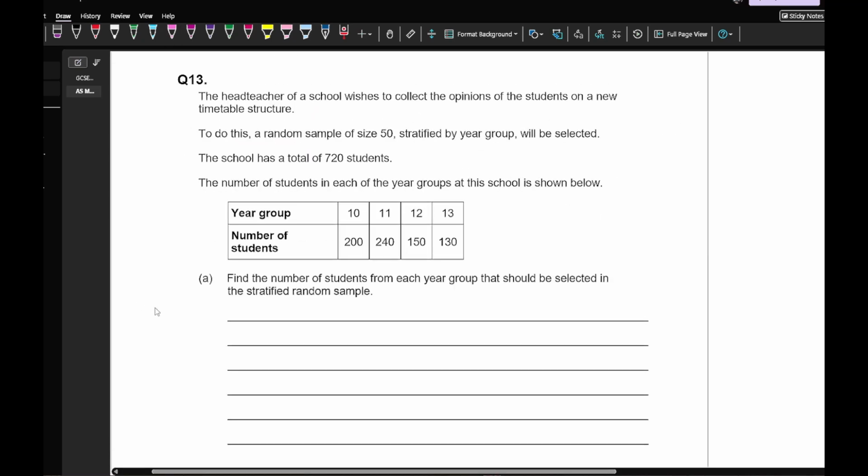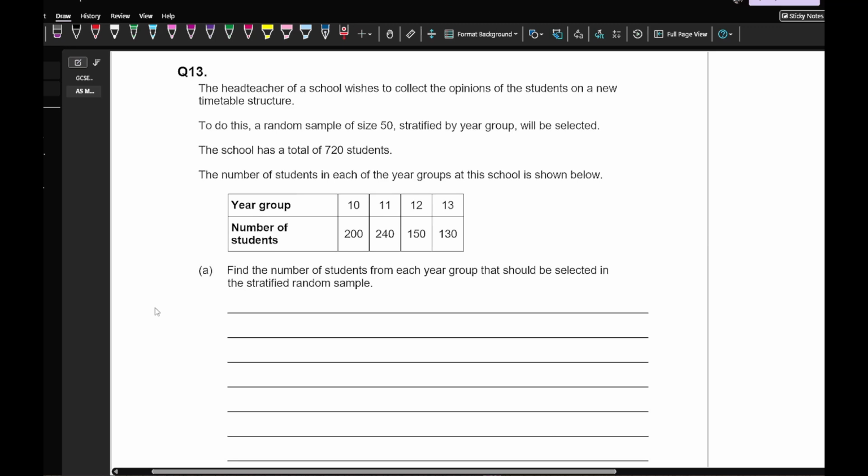Moving on to question 13, it says that a head teacher of a school wishes to collect the opinions of students on a new timetable structure. To do this, a random sample of size 50, stratified by year group, will be selected. The school has a total of 720 students. The number of students in each of the year groups at the school is shown below. And for part A, it's asking us to find the number of students from each year group that should be selected in the stratified sample.